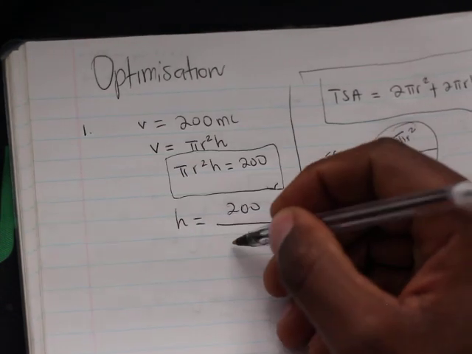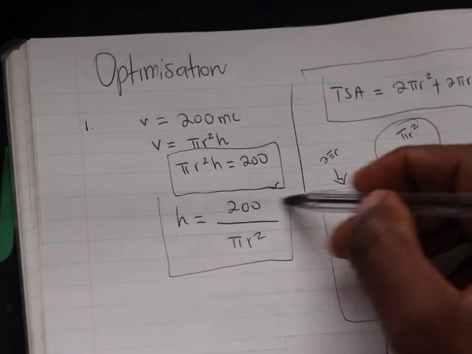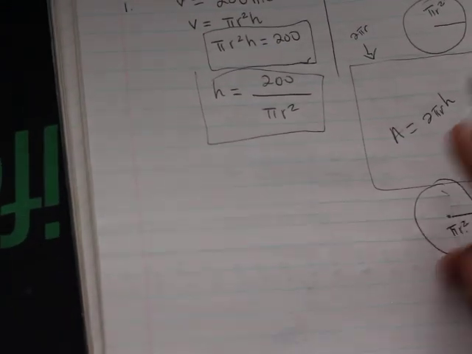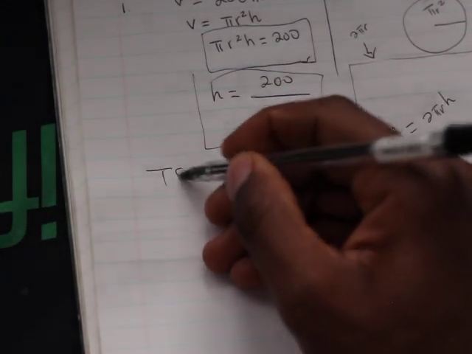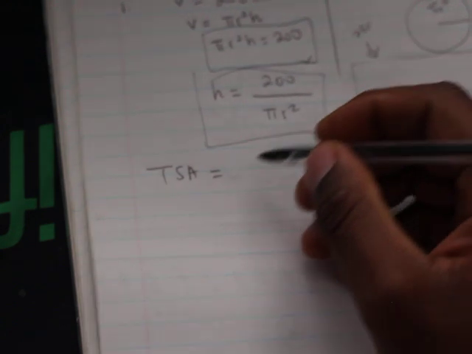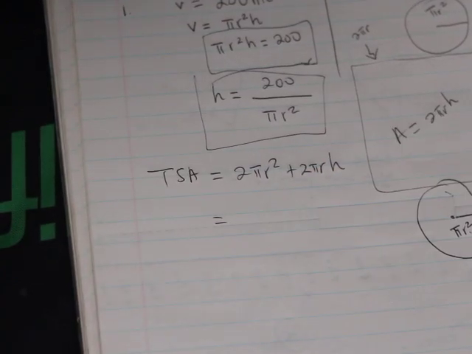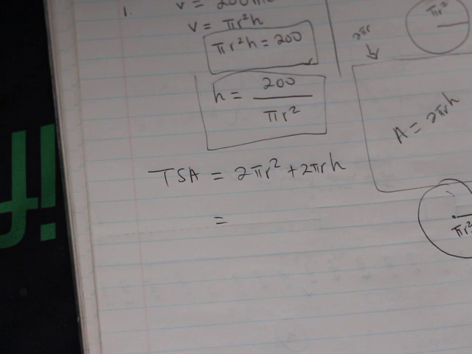There you have it, pi R squared. So in other words, by the total surface area formula, we can actually replace the H with this. So TSA is now going to be what? Remember the formula is still the same, pi R squared plus 2 pi RH.